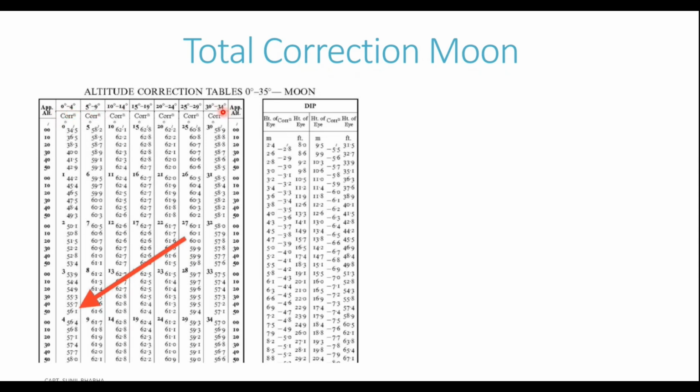You can see every column gives you a range of 5 degrees of apparent altitude. So from 0 to 4 degrees 59 minutes, then 5 degrees to 9:59, then 10 to 14:59, 15 to 19:59, and so on. Depending upon what your apparent altitude is, you enter into one of these columns and you pick up the main correction from this part, upper part of the table.